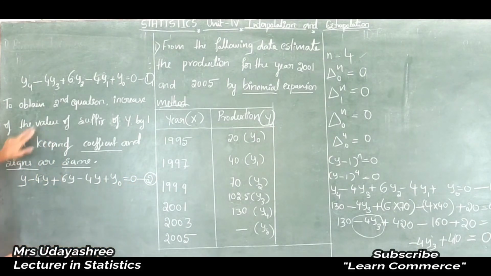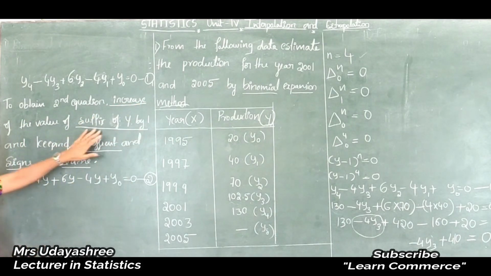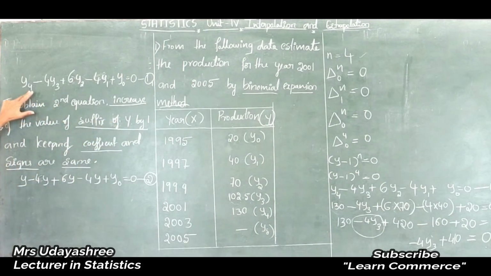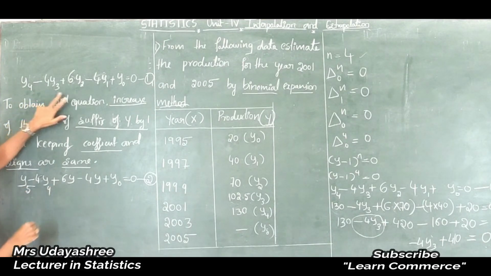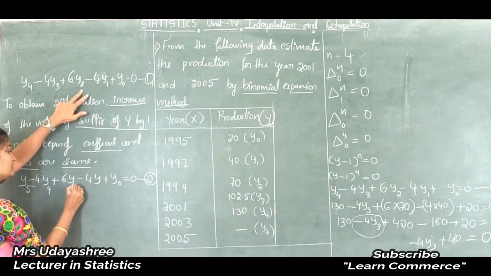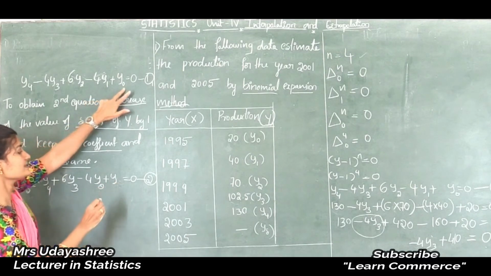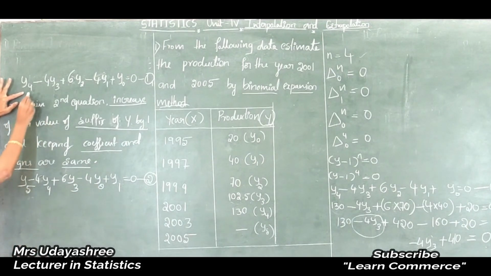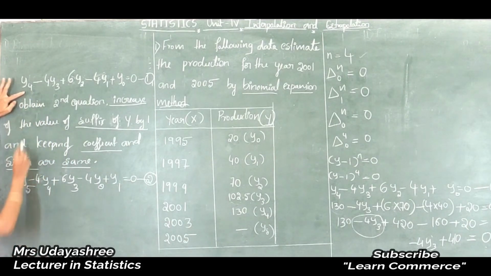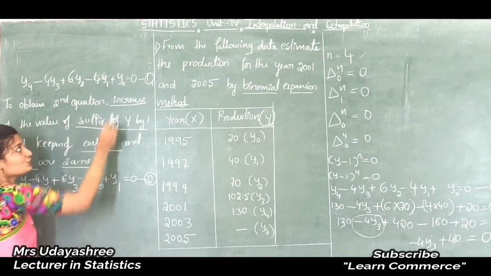For this we need to increase the suffix of y by 1. See here it is 4, so this is increased by 1. So 4 became 5, 3 became 4, 2 became 3, 1 became 2, and 0 became 1. This is equation number 2. See, the suffixes are increased by 1.